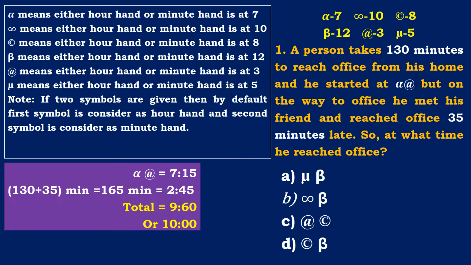As a result, he arrived at 10 o'clock. The hour hand reads 10, and the minute hand reads 12. Therefore, 10 and 12 represent Infinity Beta. Option B is the correct answer.